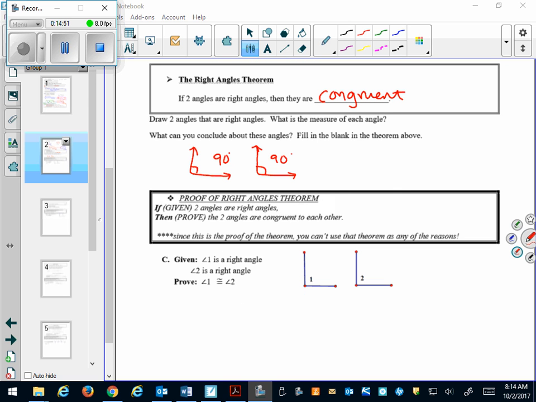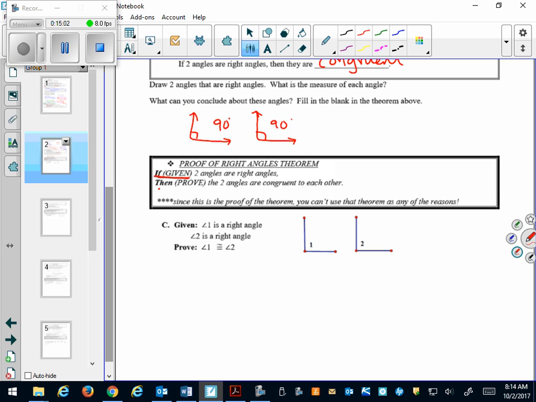So right angles theorem says if two angles are right angles, then they are congruent. So our if of our proof of this theorem is going to be that two angles are right angles. And our then becomes our proof that those two angles are congruent. So here's our proof of the theorem. Angle 1 is a right angle, angle 2 is a right angle. Prove that angle 1 is congruent to angle 2. Now, remember, these could be done as two-column proofs, but I'm going to stick with flowchart for now.